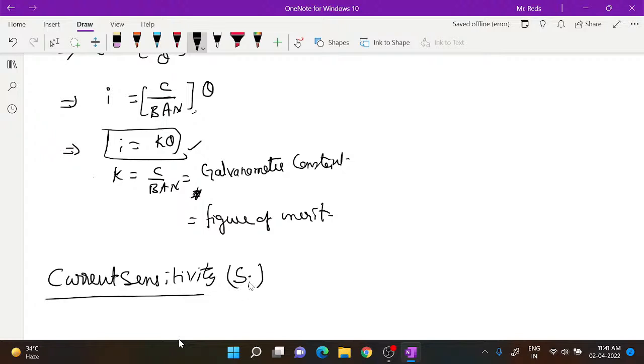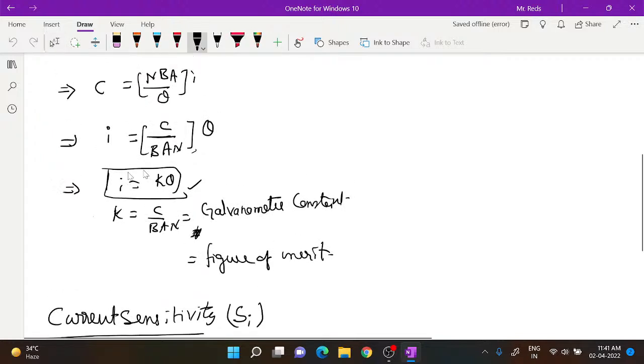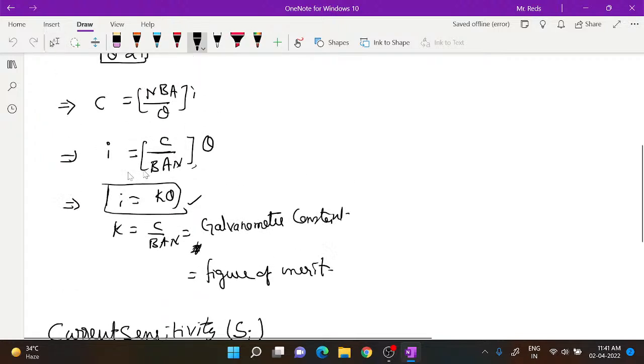Current sensitivity, for a galvanometer, is defined as the deflection produced per unit current. Here we have the relation between I and theta. Deflection per unit current will be called current sensitivity. How to express this mathematically? Deflection per unit current, so what does it give?